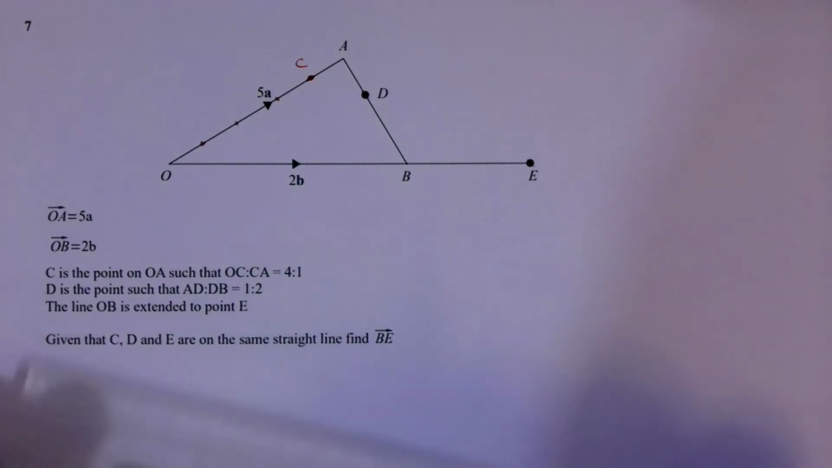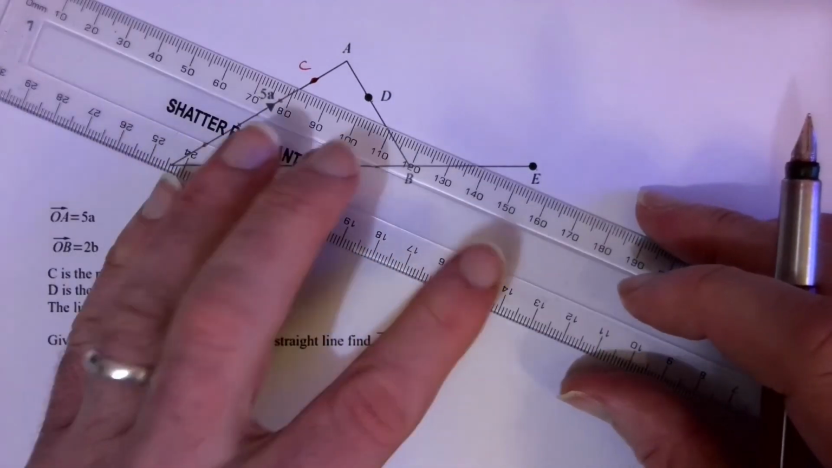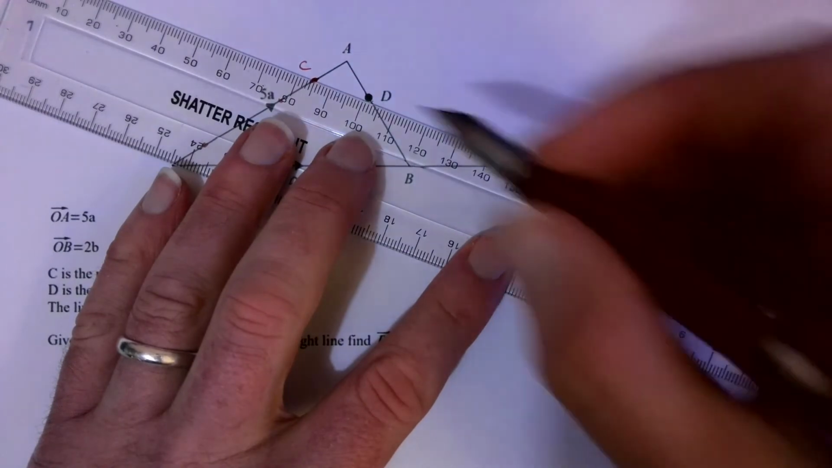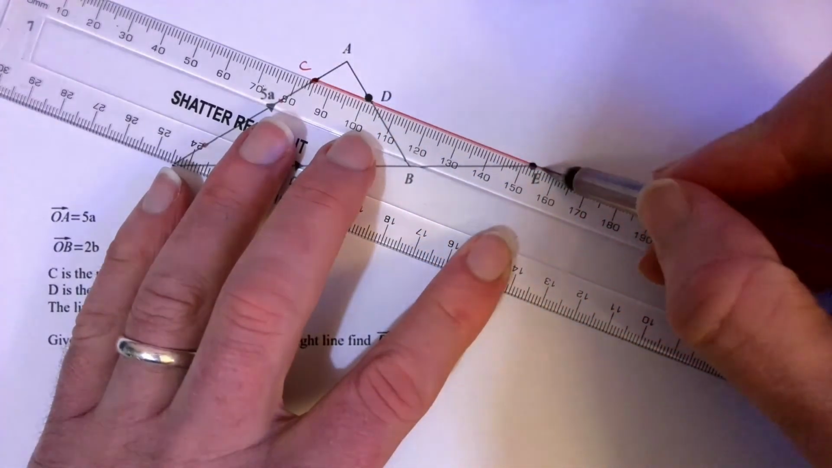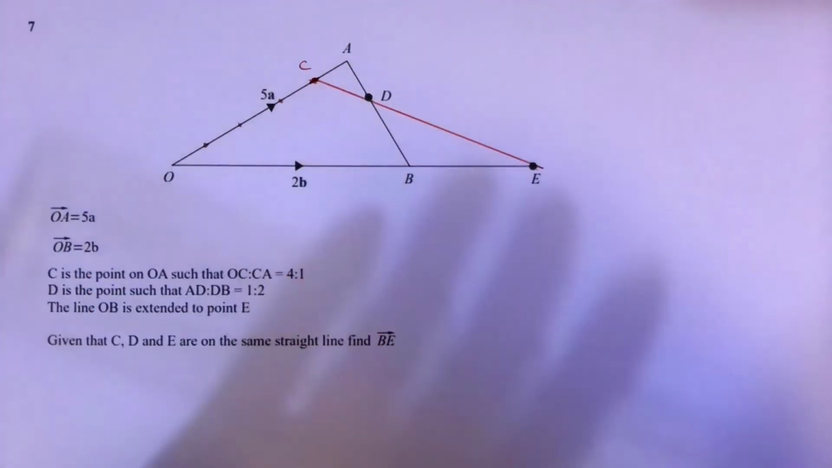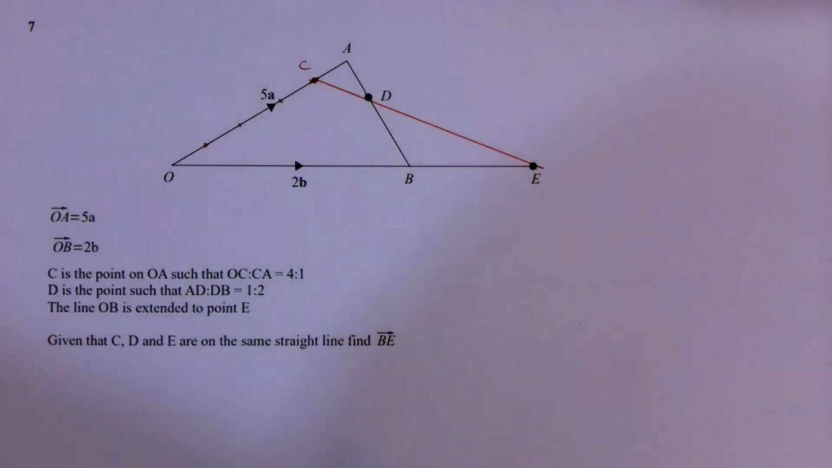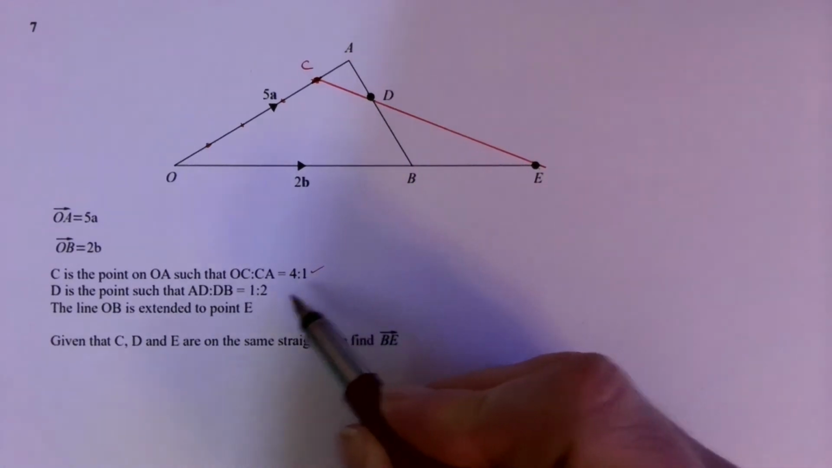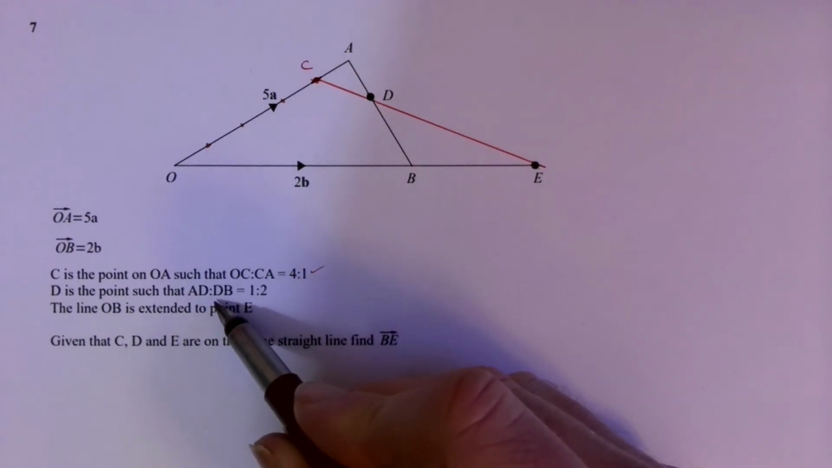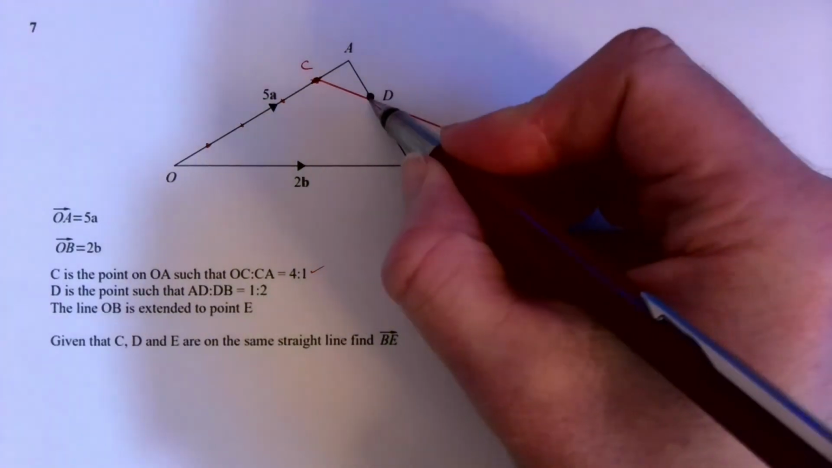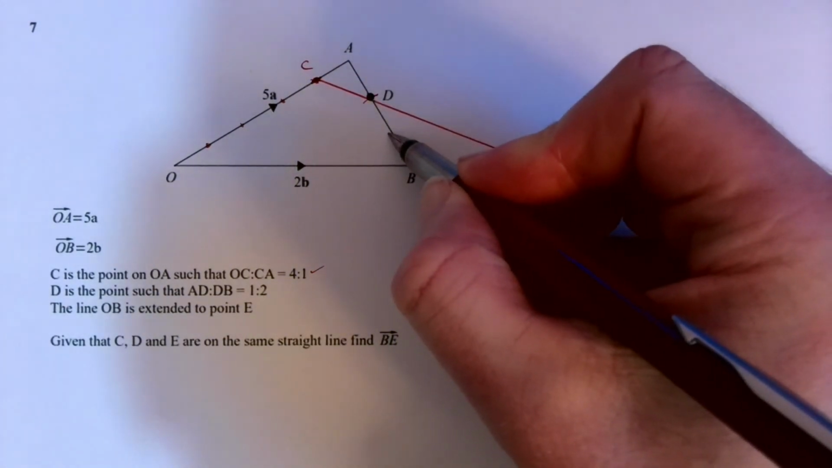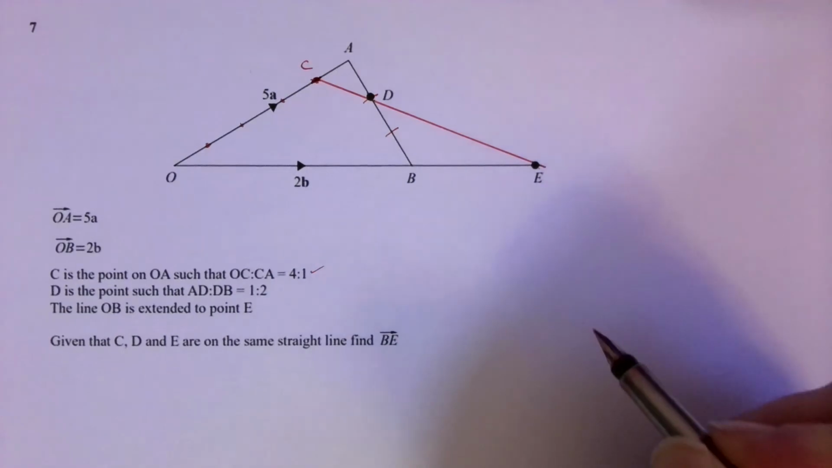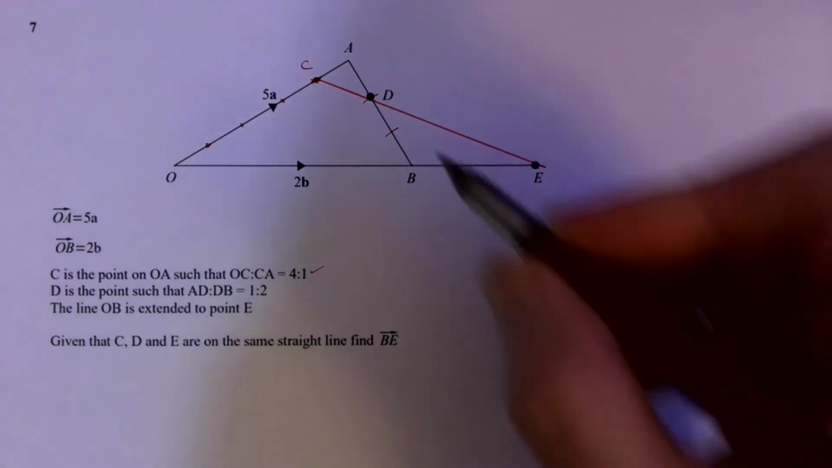It says that C, D and E are on the same straight line. Strictly speaking, they didn't need to say straight. A line is straight according to maths. If it's not straight, it's a curve. So that's that bit of information in there. A to D to B is 1 to 3, so 1 to 2. So 1 to 2 means we're splitting into thirds because we've got 1 plus 2 makes 3 parts.